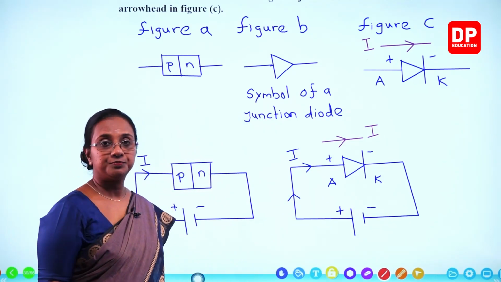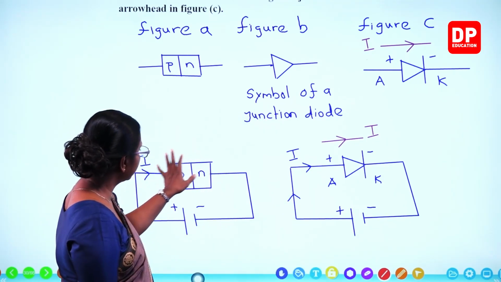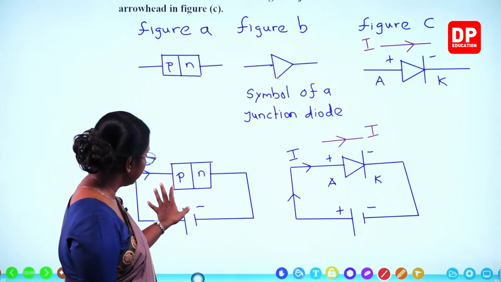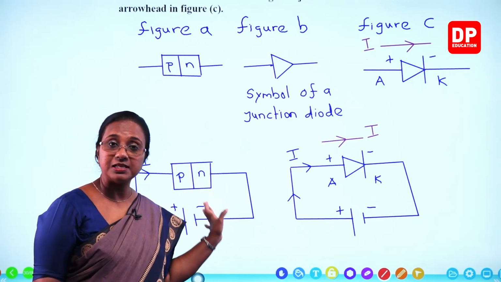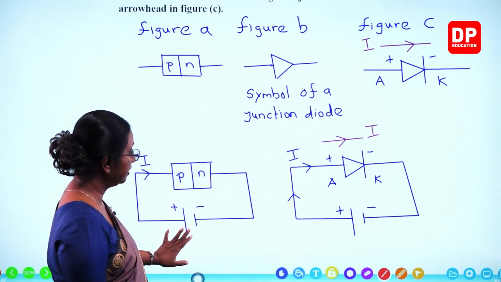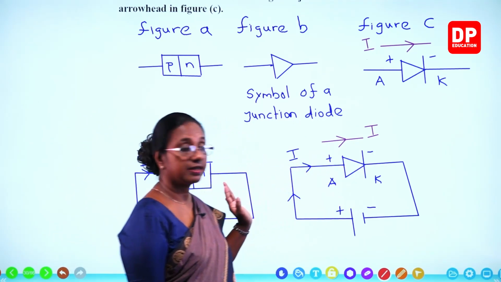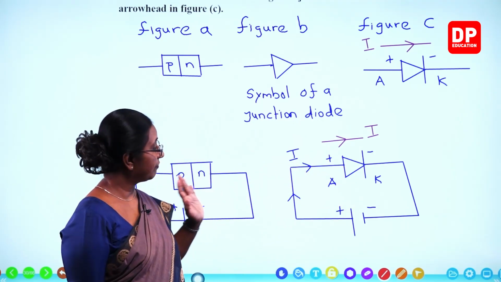Is that clear? So this is how the PN junction, the P region and the N region, are present in a diode that is shown here. And this is the circuit symbol. So you have to remember that.